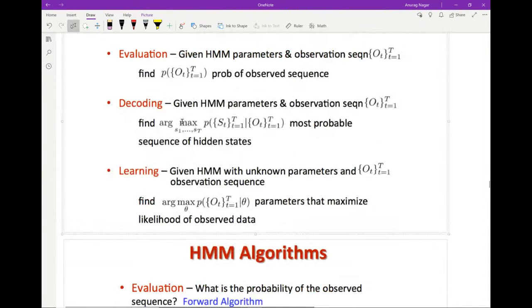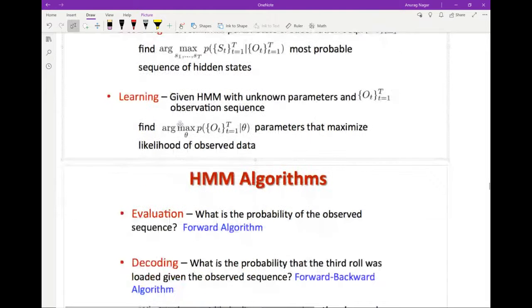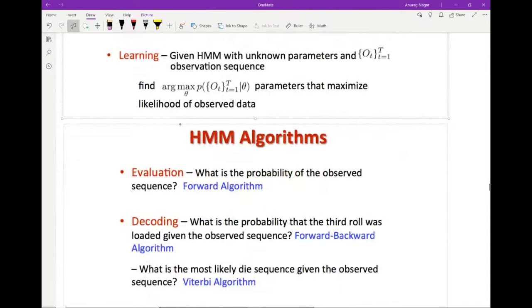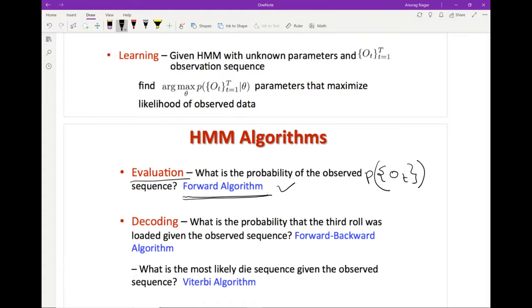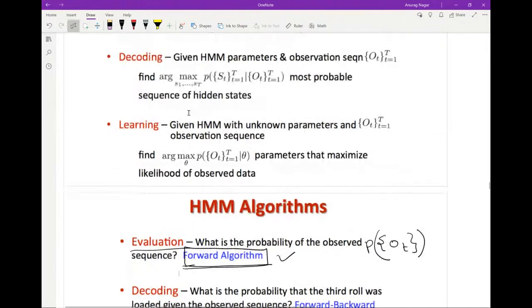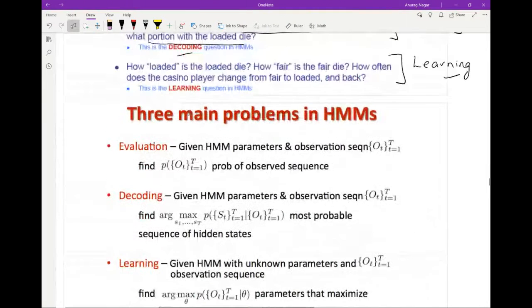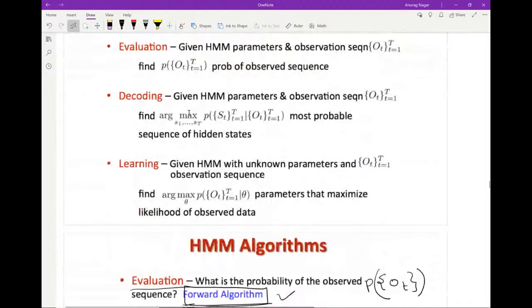Now, the thing that we do for evaluation is called the forward algorithm. So the forward algorithm is how you evaluate how likely is this sequence. So I'm going to give you a sequence. You tell me how likely it is. That is called the evaluation problem, and the way to solve it is the forward algorithm. Okay. Then the decoding problem, which is step 2, could involve the following.